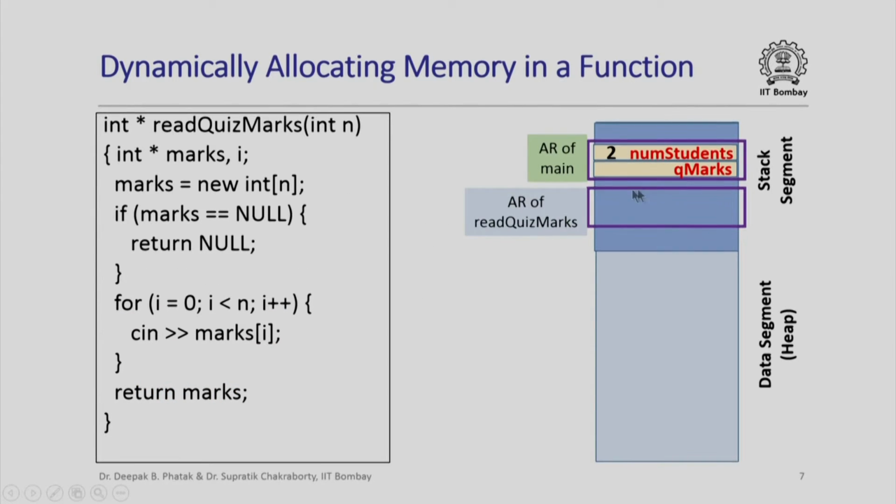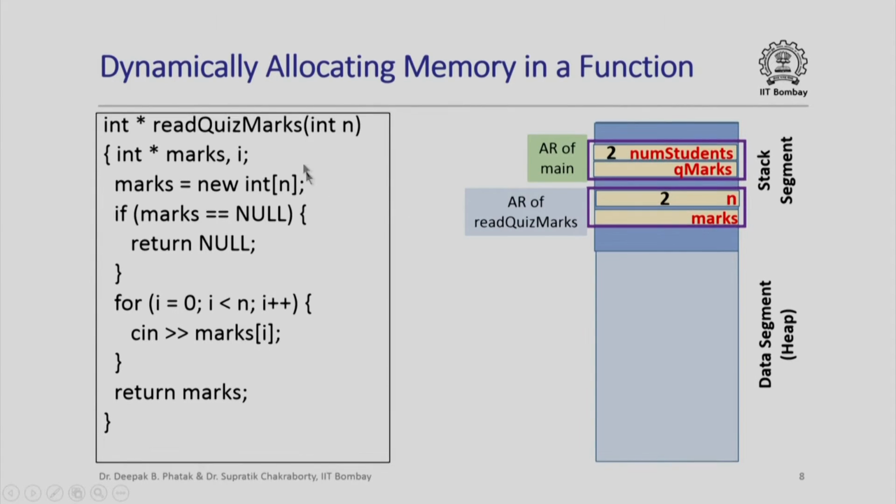So when I call read quiz marks, an activation record for read quiz marks will be pushed into the call stack in the stack segment. For the time being, let us assume that the stack is growing this way, from the top to the bottom here. So this is the bottom of the stack and this is pushed on top of the stack.